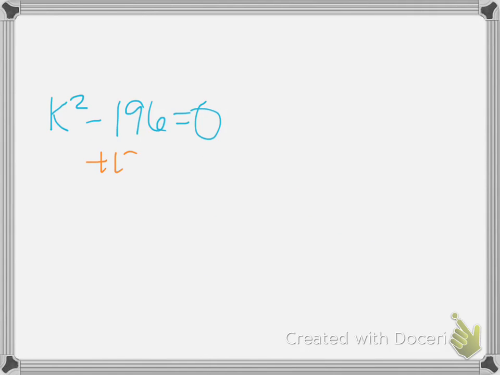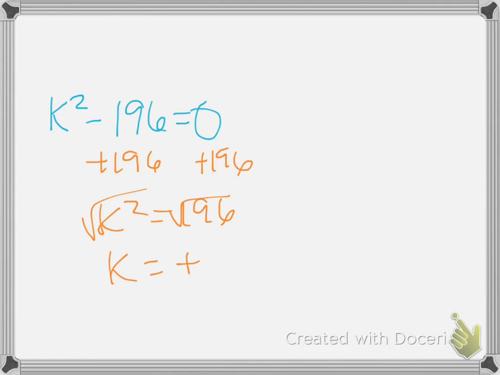Okay, so add 196. We get k squared equals 196. Square root: k equals plus or minus the square root of 196, which is 13. So it's going to be crossing my x-axis at positive 13 and negative 13.